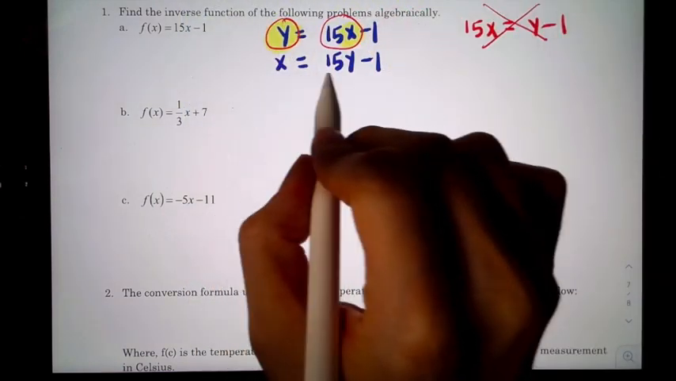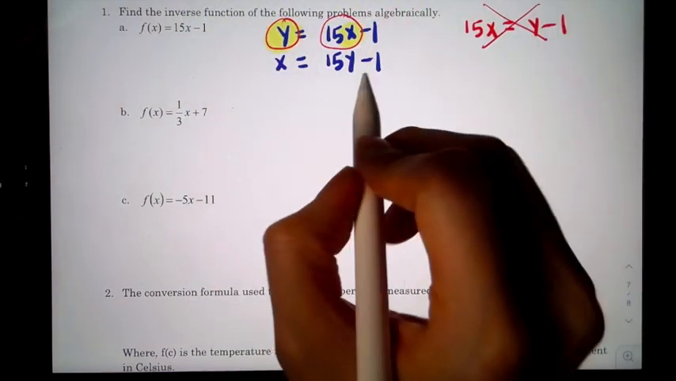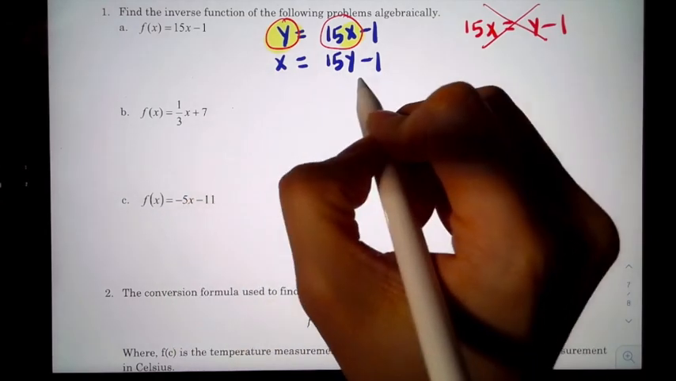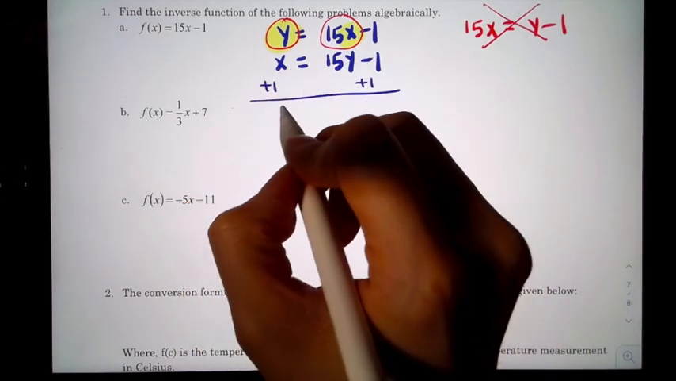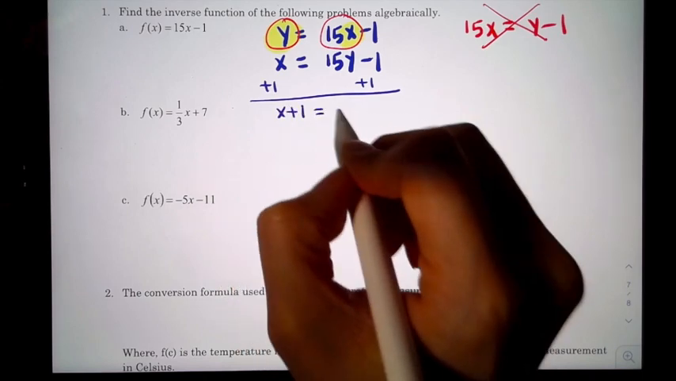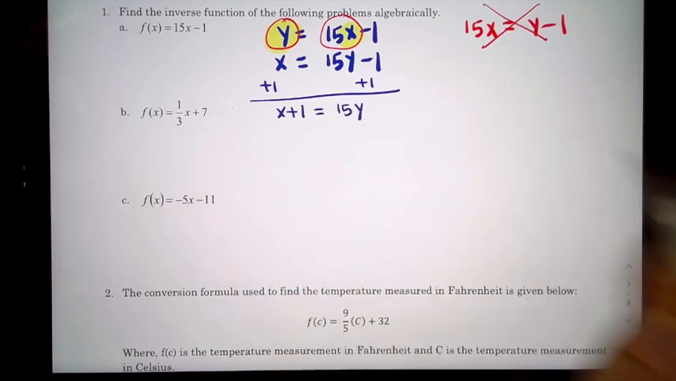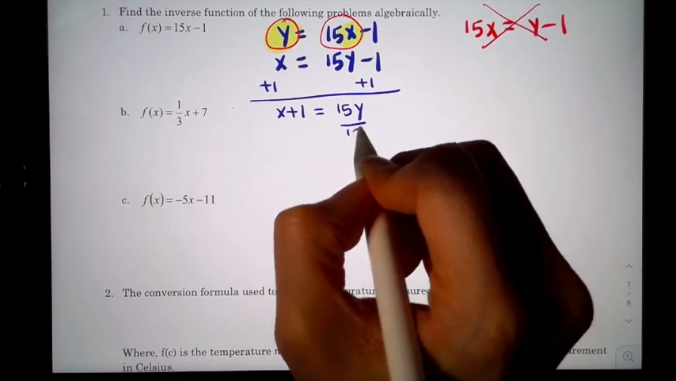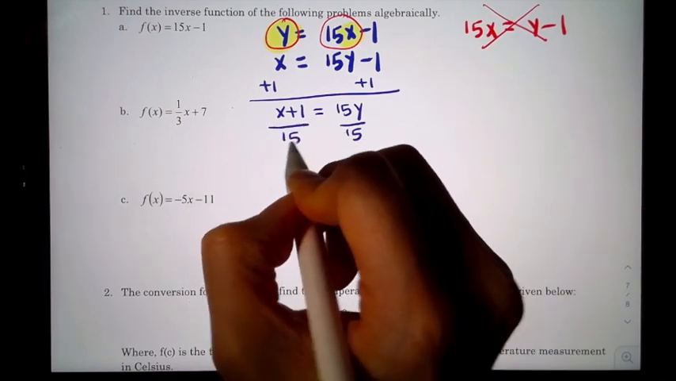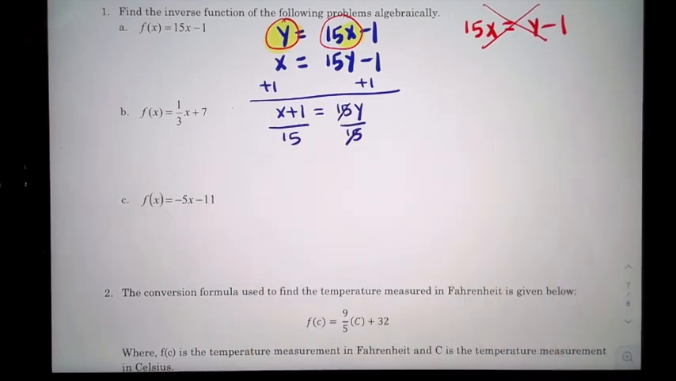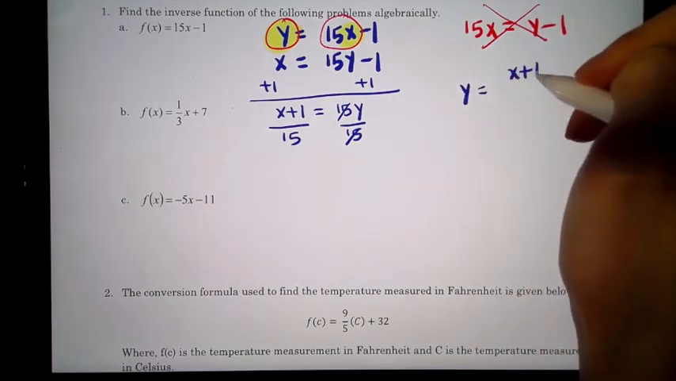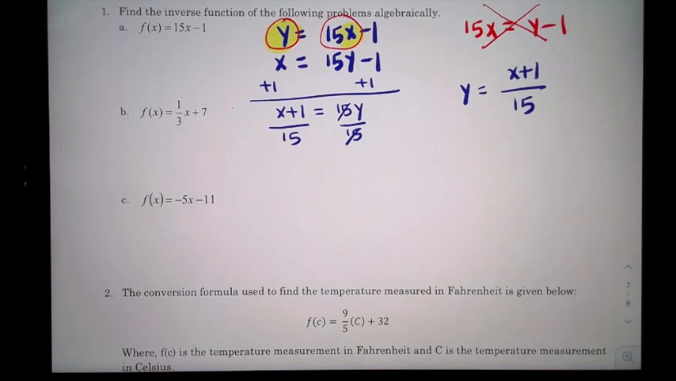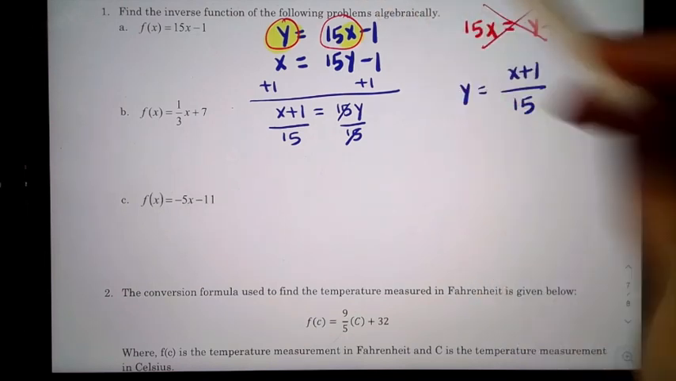So it was x equals 15y minus 1, and after that we need to cancel this 1. So plus 1, plus 1, then you get x plus 1 equals 15y. And you divide by 15, divided by 15, cancels, then you get y equals x plus 1 over 15. Right? So this is my answer.